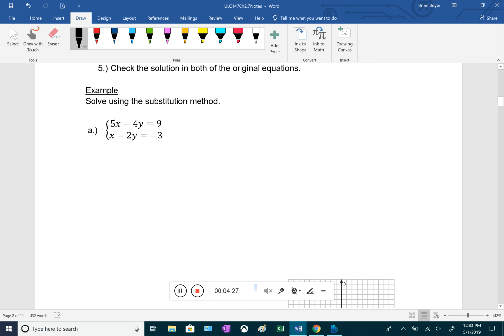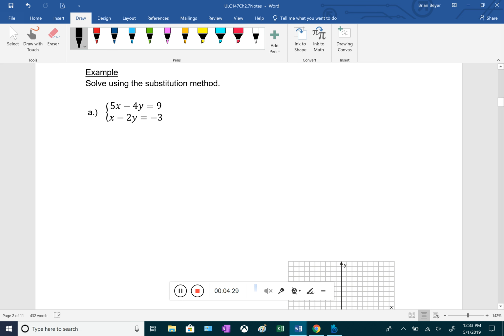Okay, let's see what that means so it makes a little more sense. We're going to solve this with the substitution method. We have the system 5x minus 4y equals 9 and x minus 2y equals -3, finding the x and y that satisfies both of these equations. We want to pick one of these variables to solve for. We can solve for this x, this y, or this x or that y.